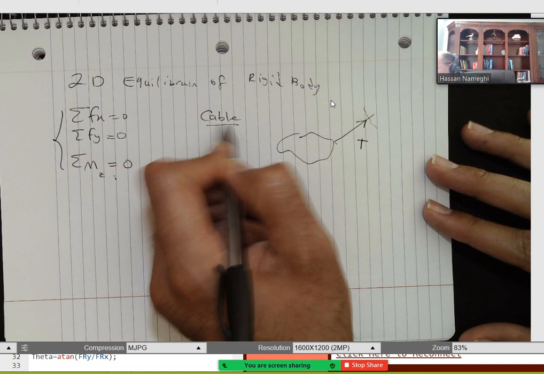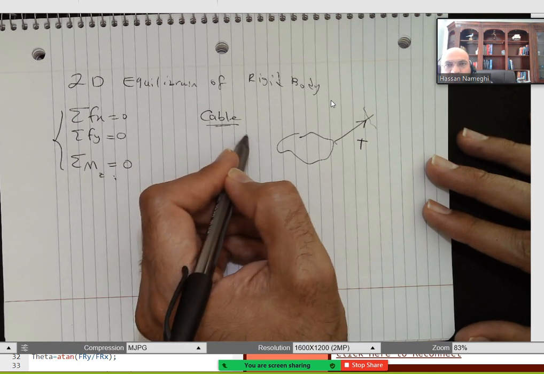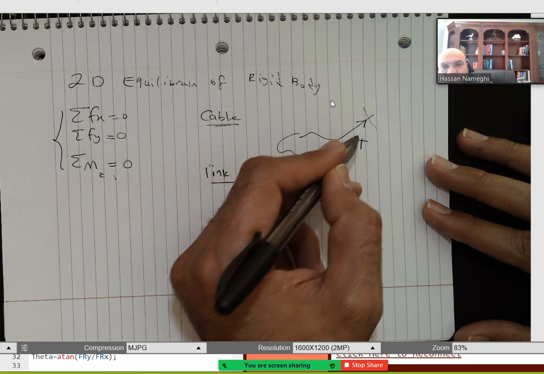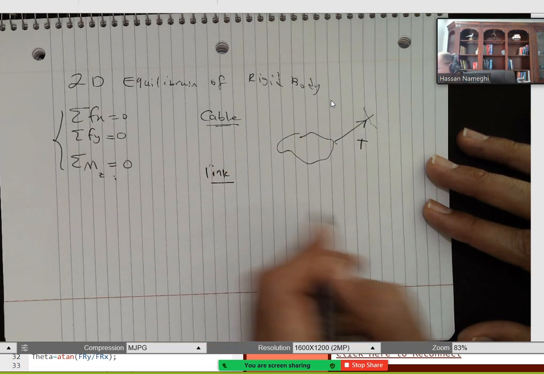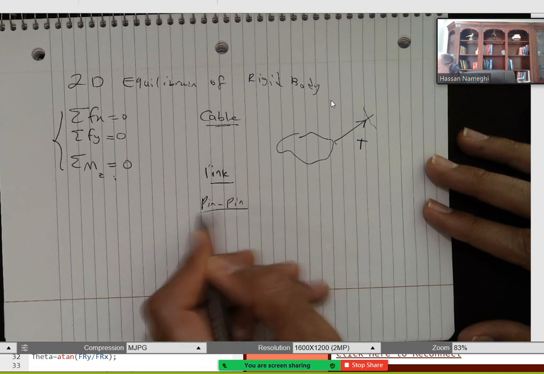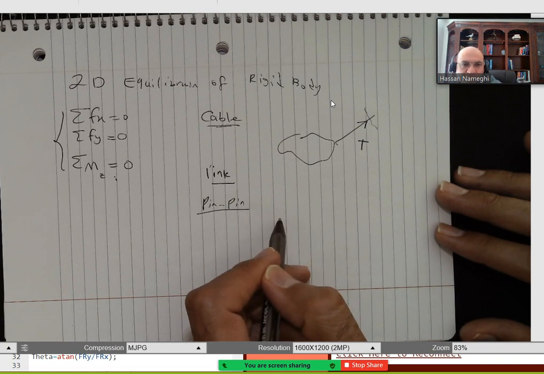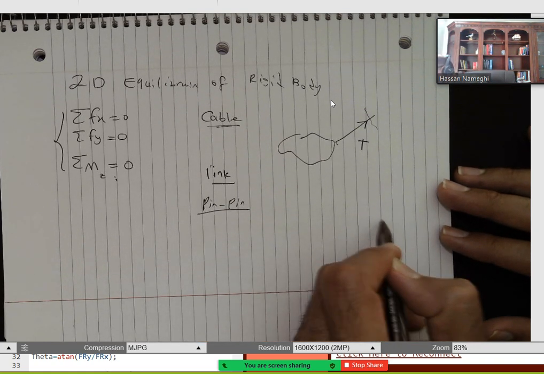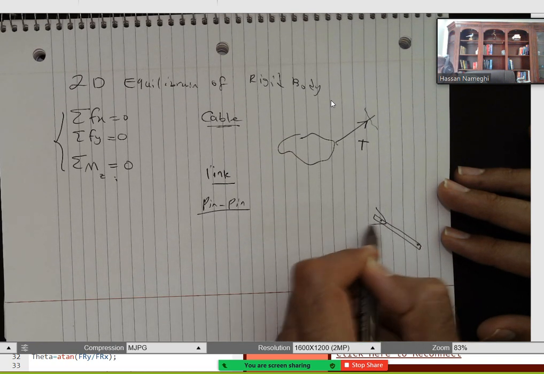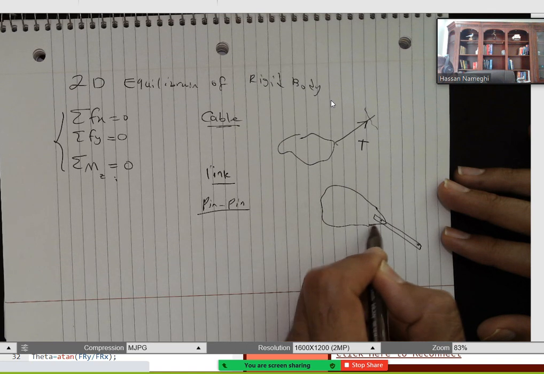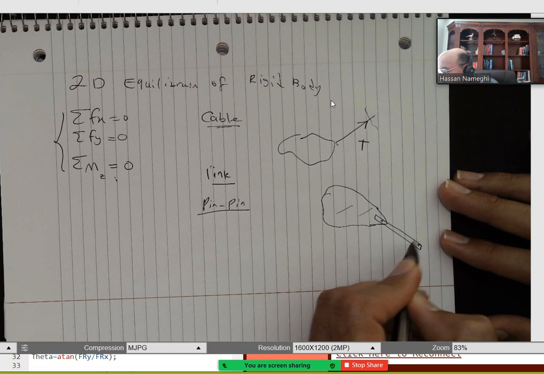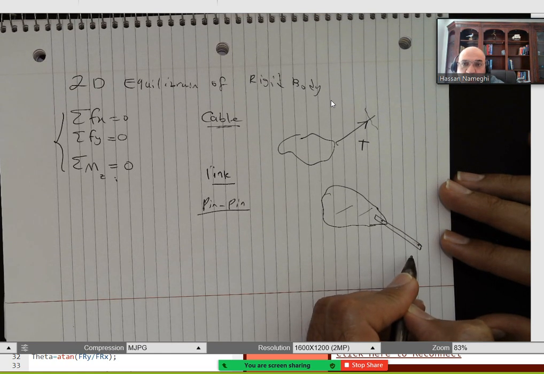So if you have a cable and you want to remove that cable on your free body diagram, which we'll discuss in a minute, you have to replace it with a tension. The second one is a link. What's the link? Link is pin to pin. So if you have a structure that has two pins on two sides, that will be a link. So if you have a link like this, and that link is connected to my structure, again, this is the structure and this is the link. In this case, if I want to remove the link, I can replace it with one force.